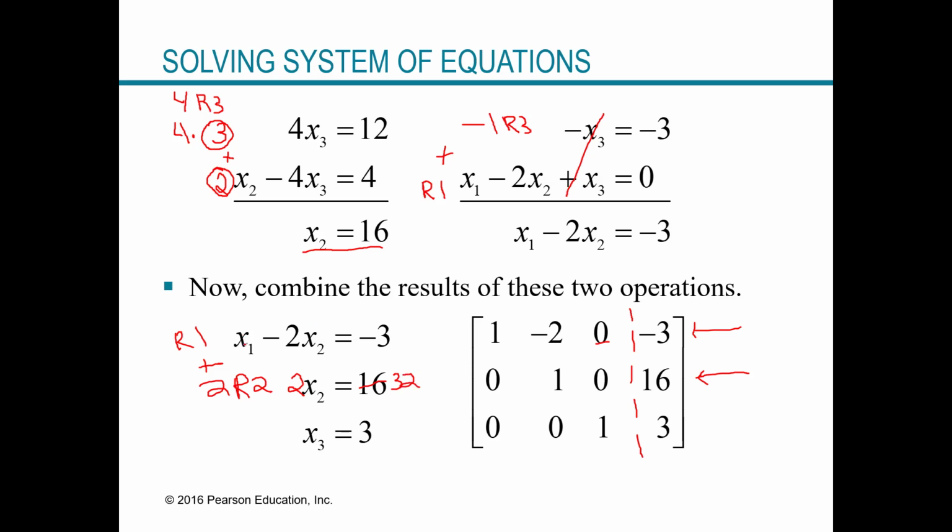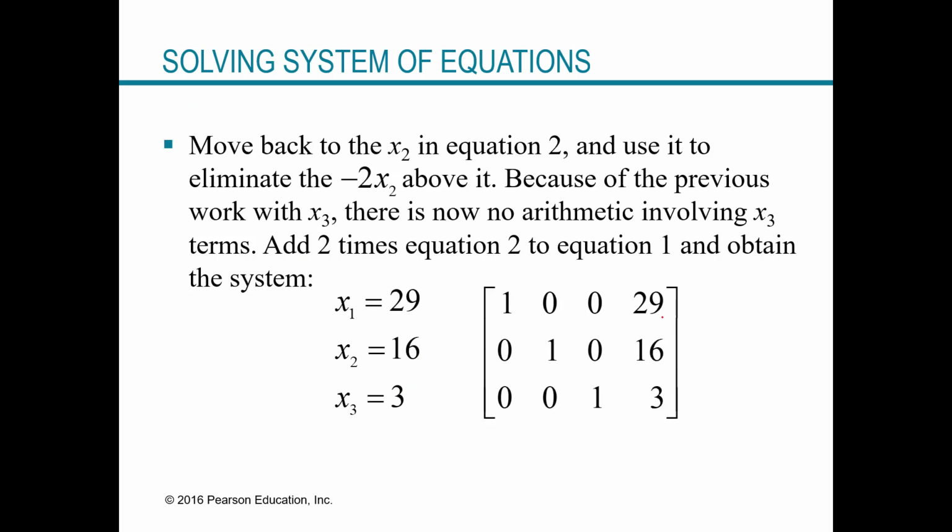I'm going to get an x1, which is the 1 right here, and then I'm going to get 0x2, so that's going to become a 0. And then 32 minus 3 is going to be 29. And that's what we have over here. So we actually call this reduced echelon form, but this is the goal.